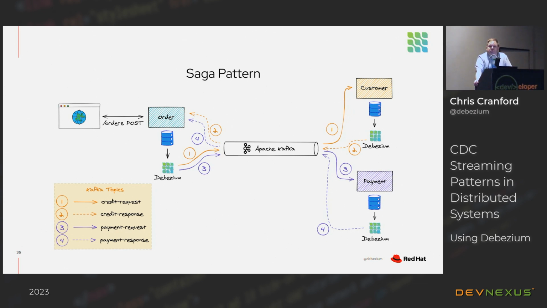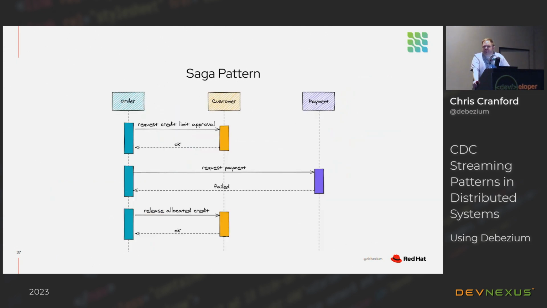Our customer service will then respond with either a success or a failure. And let's assume for a moment that it's the happy path, so it was successful. That successful response is going to come back to the order service. And then the order service is going to consult the payment service and say, hey, I need to process this payment. And if the payment service successfully accepts the payment details, it will send its response back. And then the order service can continue by marking that order as accepted.